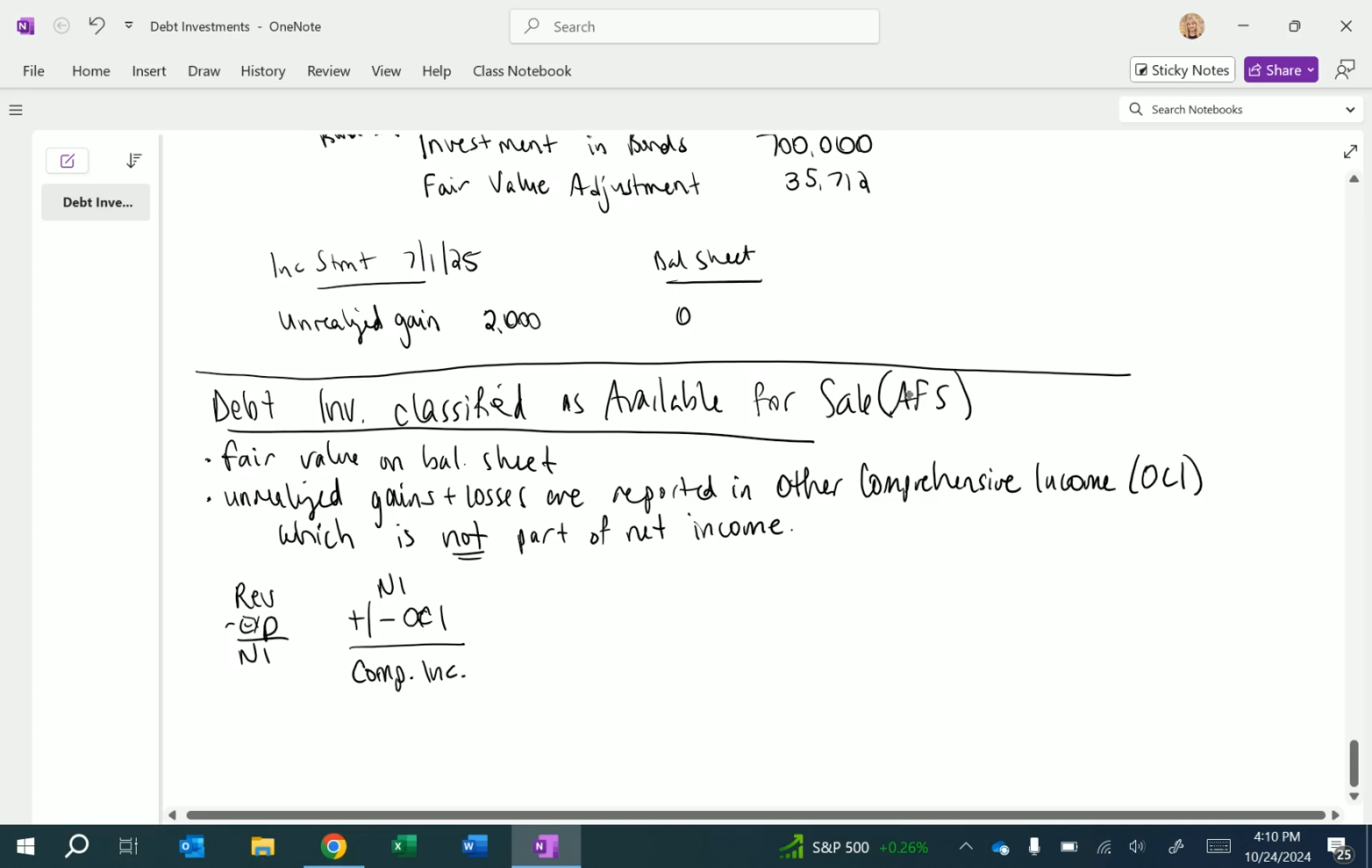GAAP says comprehensive income can be reported directly on the face of the income statement. Most companies choose to use a separate statement. And also remember that at the end of the period, net income is transferred into retained earnings. Other comprehensive income is transferred into a balance sheet account called accumulated other comprehensive income.